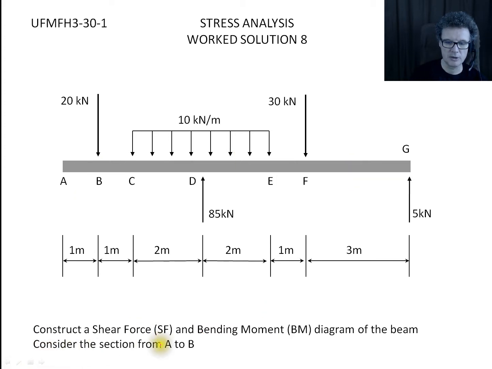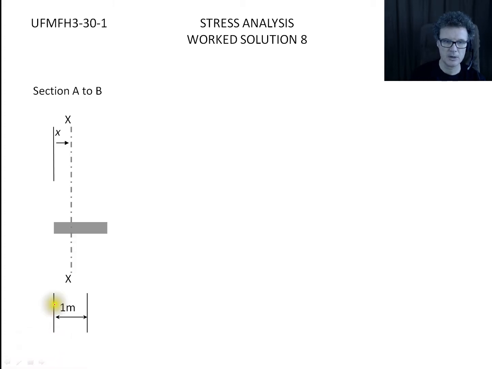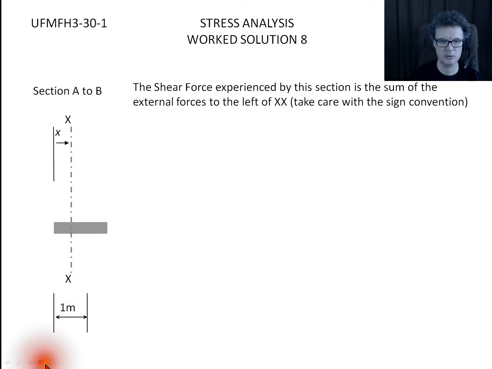So start off easy enough between section A and B. So we set up our XX line, and we'll look to the left of us. And what can we see left of us? Nothing much. There's no actual forces left of us, so that should be a straightforward section to work out. Since the shear force is the sum of forces experienced to the left, and the convention is if the force is going upwards it is positive, and if the force is going downwards it is negative, we can see nothing. Our Q value, our sum of forces, is going to be 0.